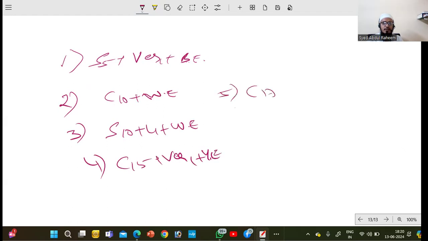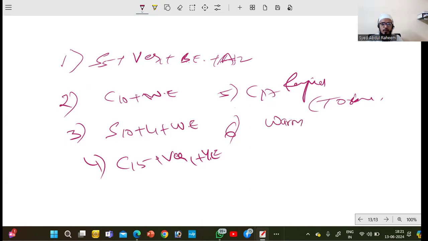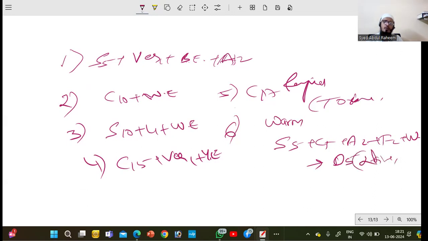And you need C17 rapid dose to remove all the toxins from the body. And you can add S5A2 also here, and need to give a warm compress of S5, C5, A2, F2, WE. Start with D5 only, two times. Warm compress S5, C5, A2, F2, and W is needed. This is the initial treatment option.